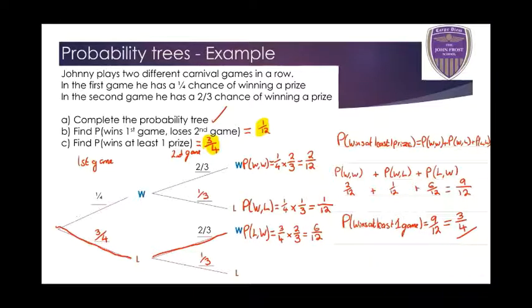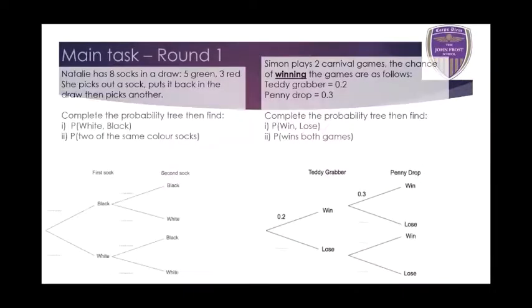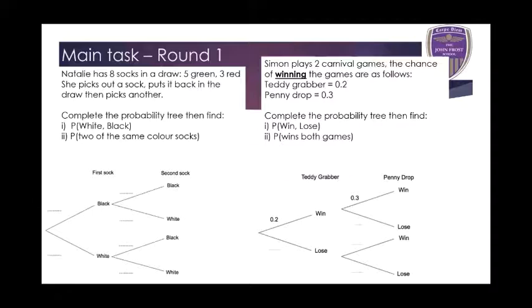Okay, let's have a look at the main task now. So these questions take up quite a lot of space. These are the first two questions. So pause the video and have a go at these. Feel free to draw out the probability trees on a bit of paper, so you can find the missing probabilities. And then there are two outcomes you need to find the probability of. So pause the video and have a go at these.